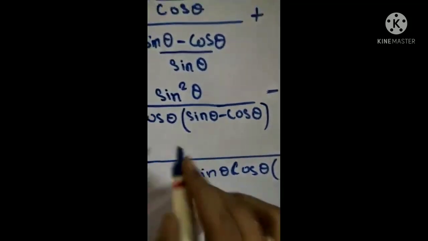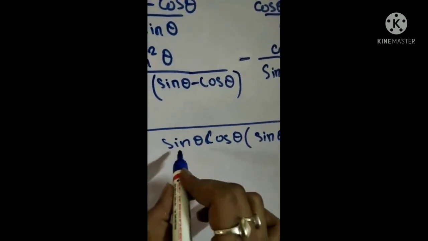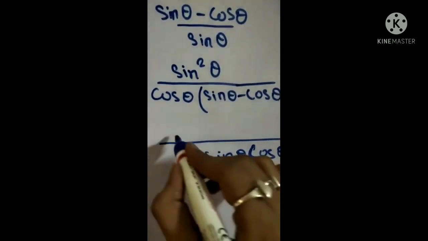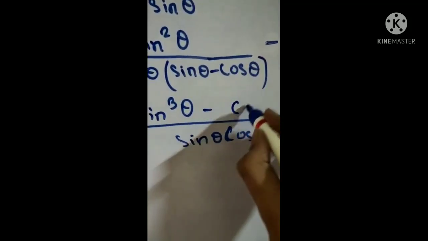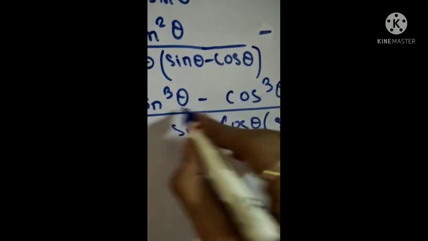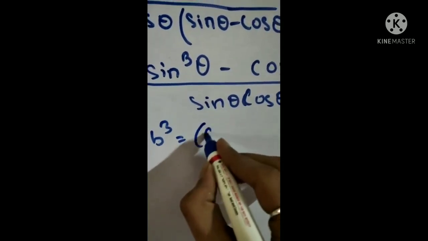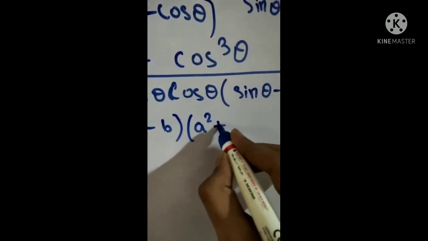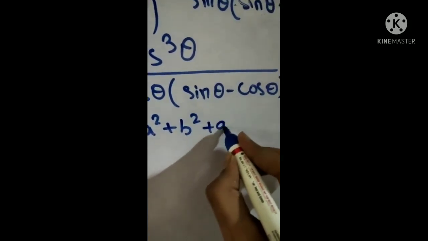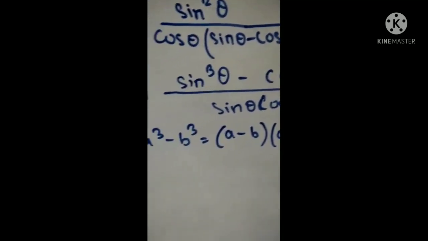Now here, cos theta and minus cos theta, this and this will cancel. So sine theta multiplied by sine square theta will give sine cube theta. Minus, similarly here we will get cos cube theta. So see here, a cube minus b cube, we know the formula: a cube minus b cube is a minus b times a square plus b square plus ab.